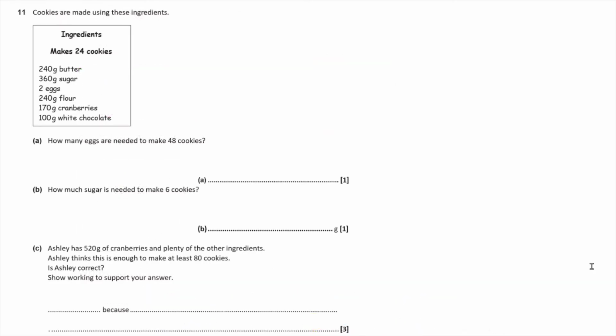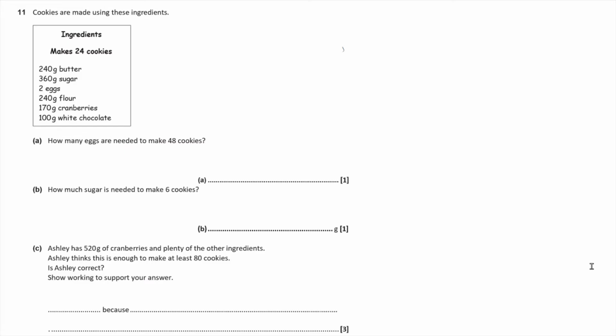Okay, question 11. Cookies are made using the ingredients. To make 24 cookies, you need 240 grams of butter, 360 grams of sugar, 2 eggs, 240 grams of flour, 170 grams of cranberries, and 100 grams of white chocolate. Okay, now we've got the ingredients for 24 cookies, and we want to know about 48 cookies.